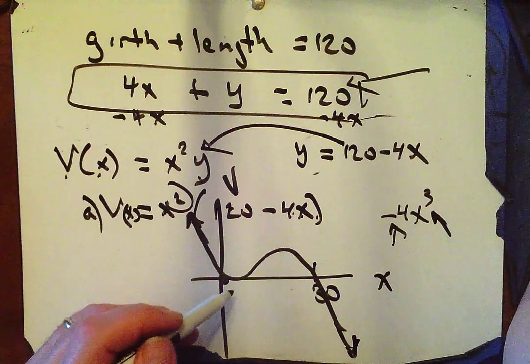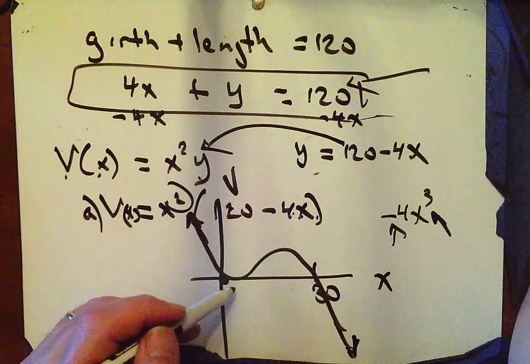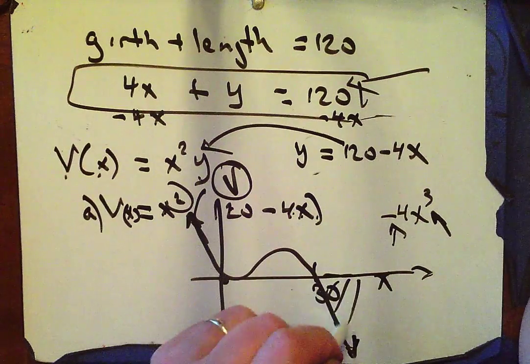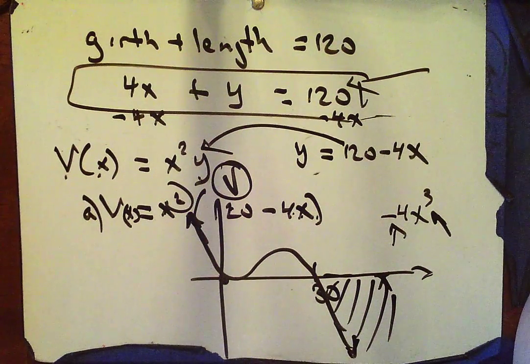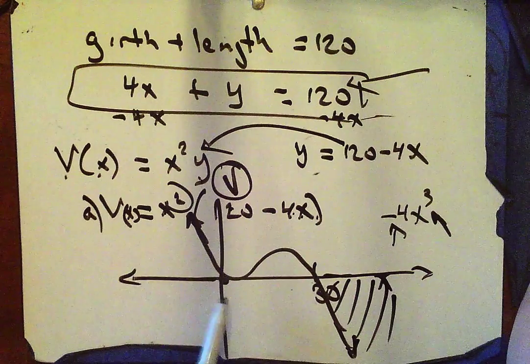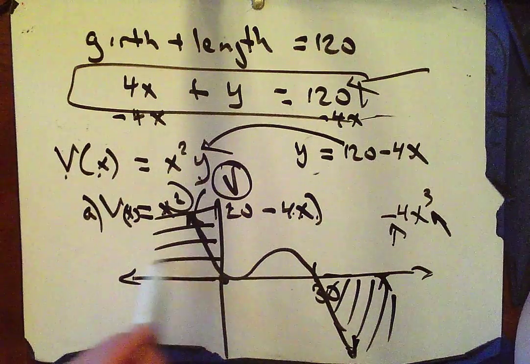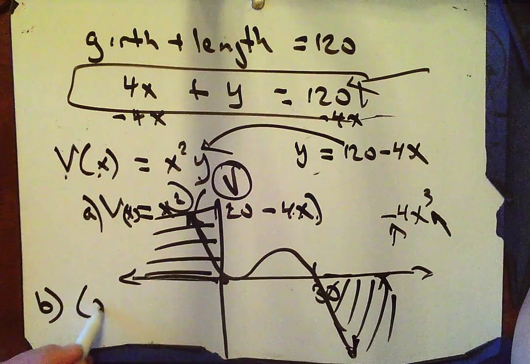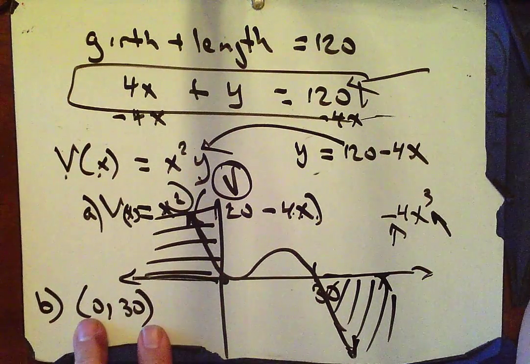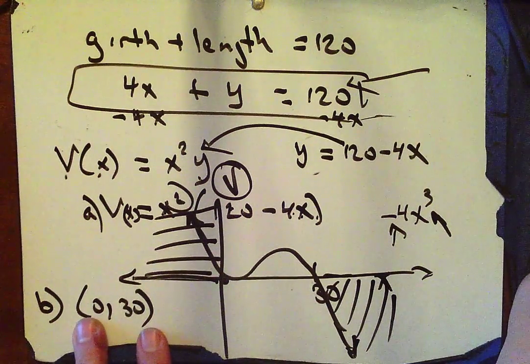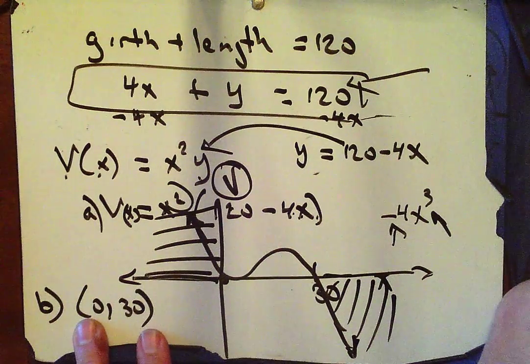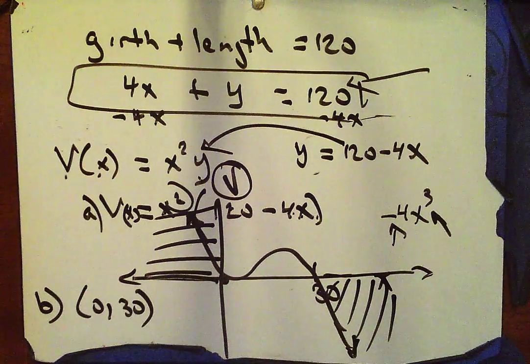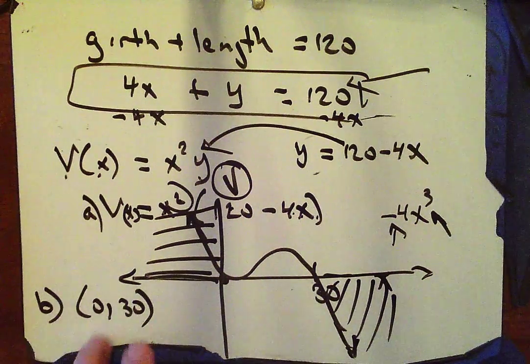So part B says, what's the domain? Well, in order to find domain, I have to figure out what I can't have. Volume is negative for all these x values, so that's no good. Can't have a negative volume. I also can't have a negative side length, so all this has to go too. So our domain, part B, goes from 0 to 30. For me, getting a box with a volume of 0, I don't really want that to happen to me, so I'm not making these brackets. But if you're okay with a box volume of 0, put brackets there.